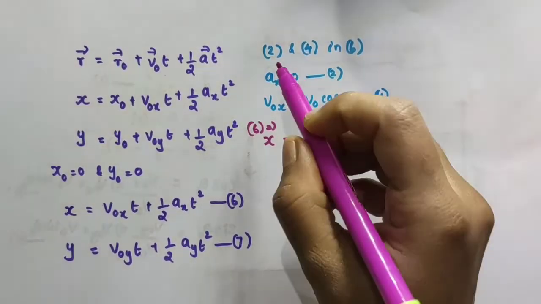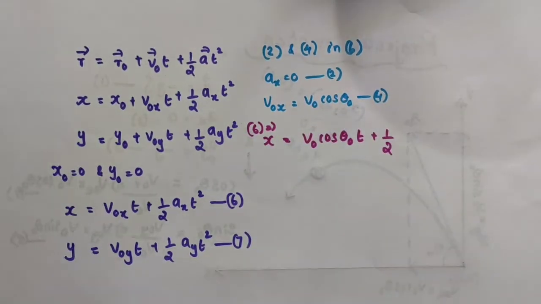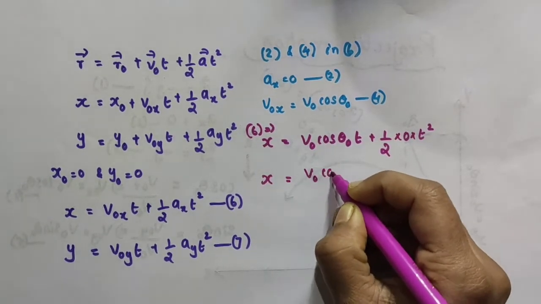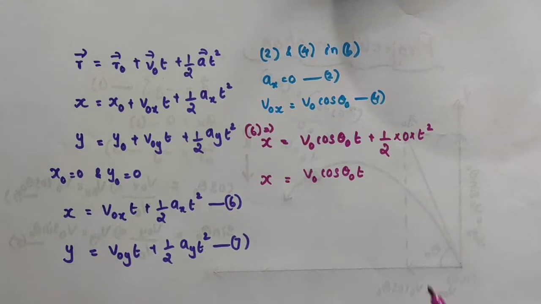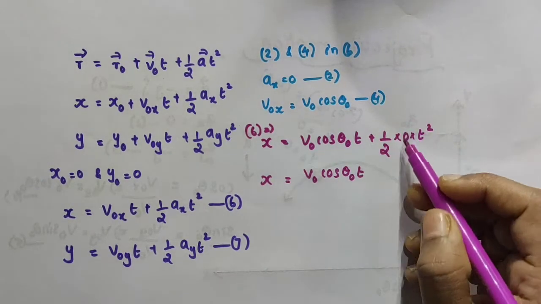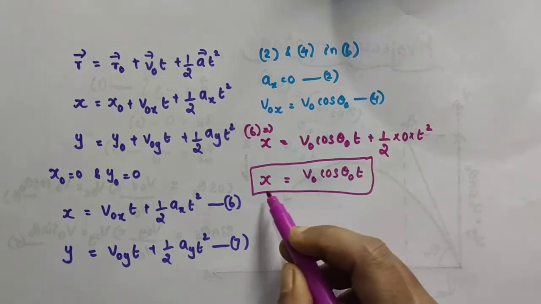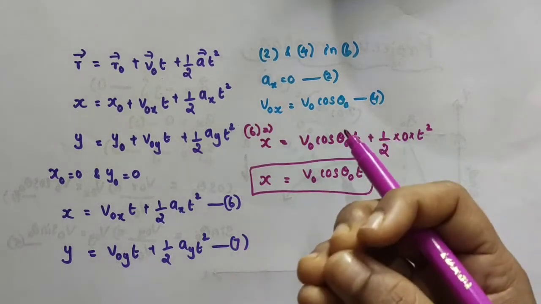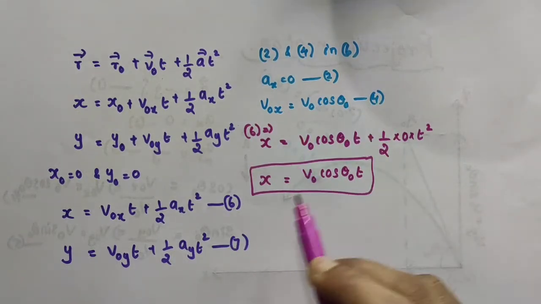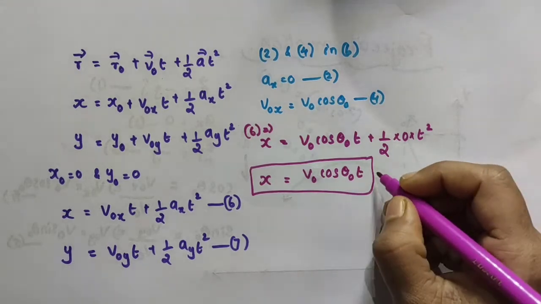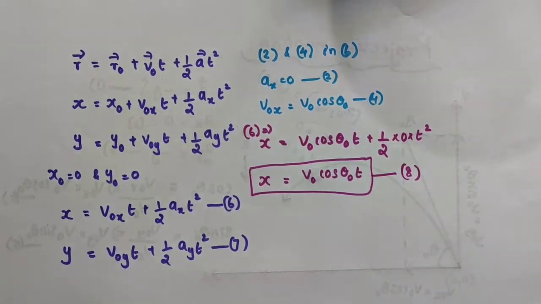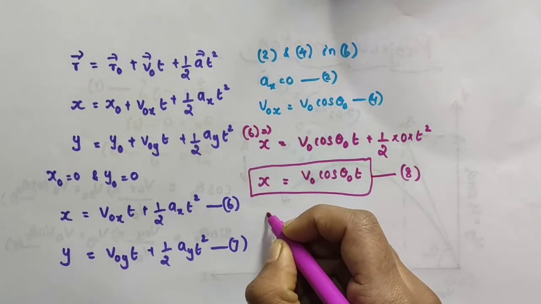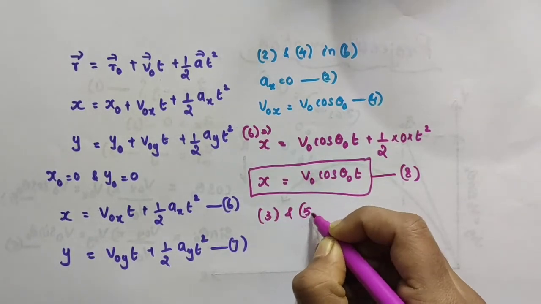What is the x component of acceleration? It is 0. So half into 0 into t square, this term becomes 0. So x is equal to v0 cos theta 0 into t. That is the x coordinate of the projectile at any instant of time t. That is x equal to v0 cos theta 0 into t, and I am taking this as equation number 8.